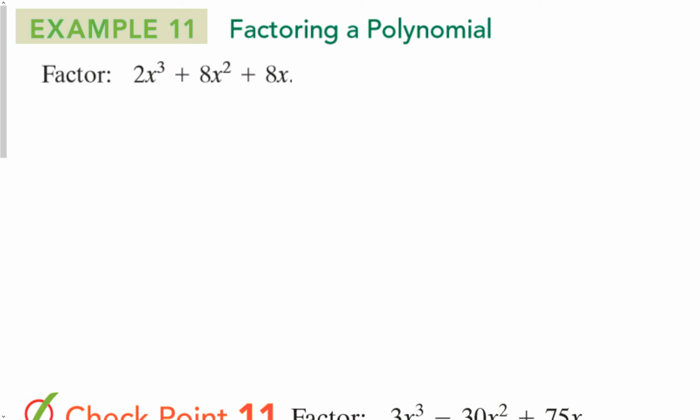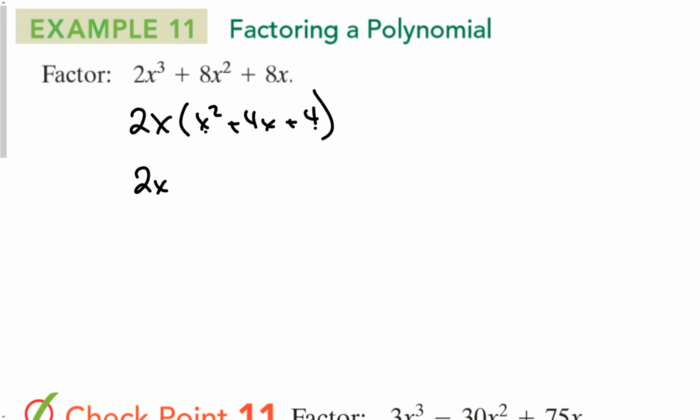So, this expression, where would I start? I have to factor out the greatest common factor, which is a 2x. Right? We want to factor out everything as possible. That leaves me with x squared plus 4x plus 4. Well, that's great because this happens to be a perfect square.